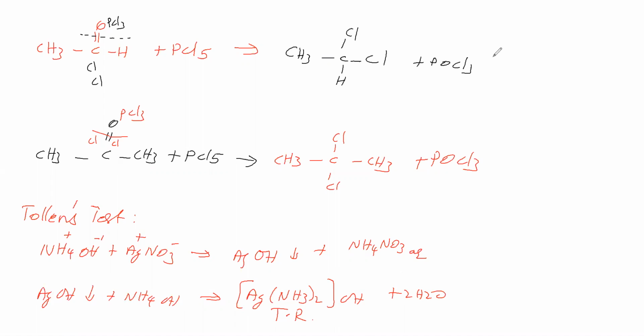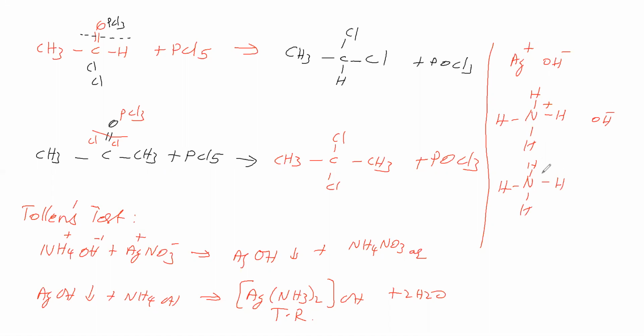Now we take AgOH as Ag plus OH minus. We take ammonium hydroxide as ammonium ion, NH4 plus, OH minus. Ammonium hydroxide we are taking two times. So what is the reaction possible here? That we will see here.